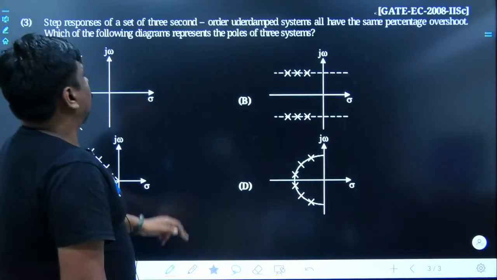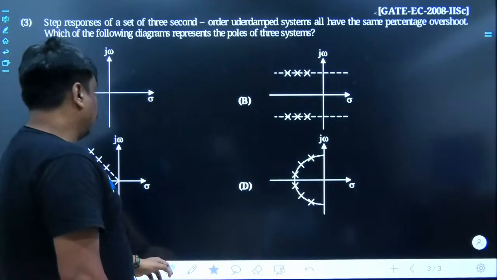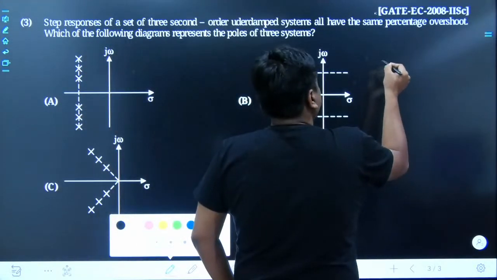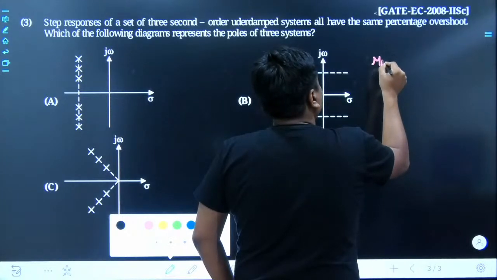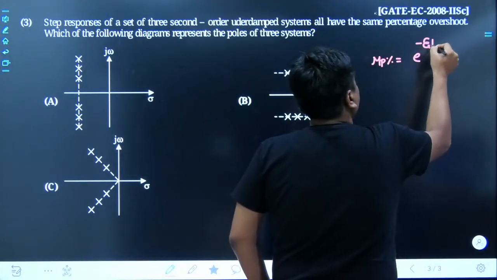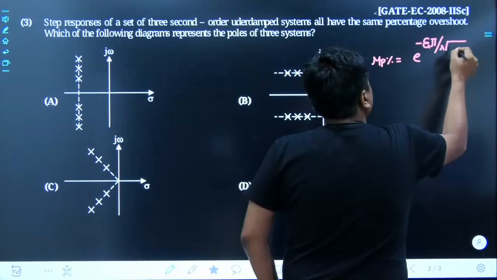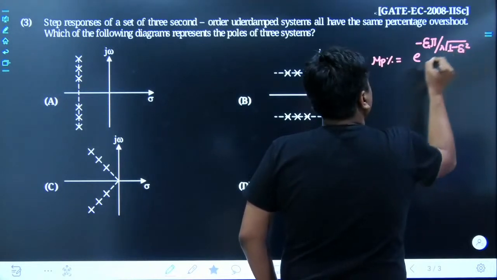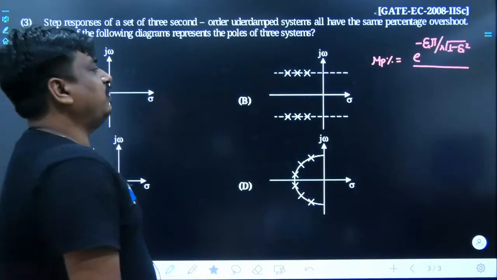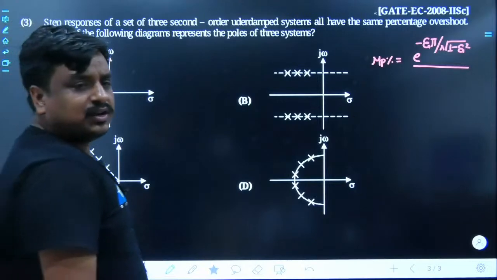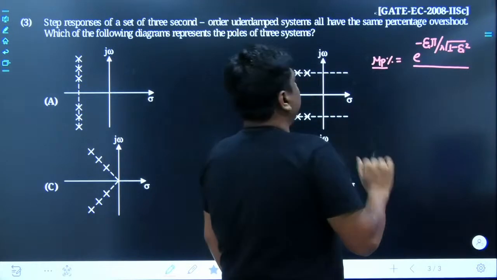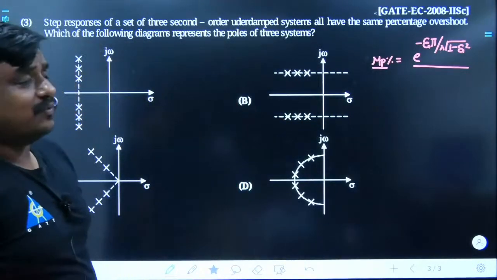So what I am saying, where it is written percentage overshoot, the percentage overshoot MP percent is defined as e to the power of minus zeta pi divided by square root of 1 minus zeta square. As far as this formula is concerned, at least one conclusion you could retrieve. Pi is a constant, 1 is a constant. So one thing is quite sure, zeta is the only factor which is going to decide the value of MP.